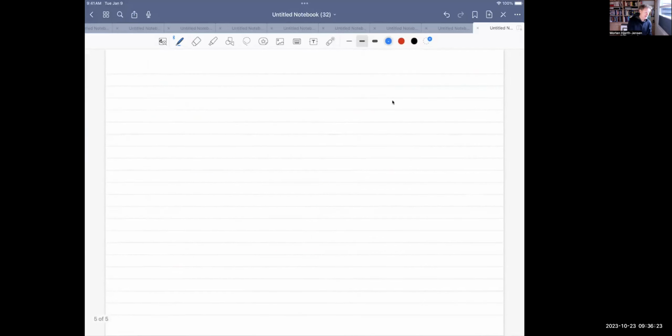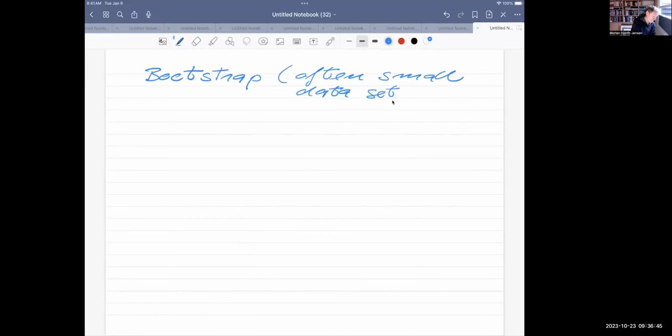So let's see what that is. The bootstrap is one of these methods, and this is often used when you have little data. So suppose you have data in the hundreds to 1,000, so often a small data set. So n ranges from 100 to 1,000. The bootstrap method is extremely simple to implement.